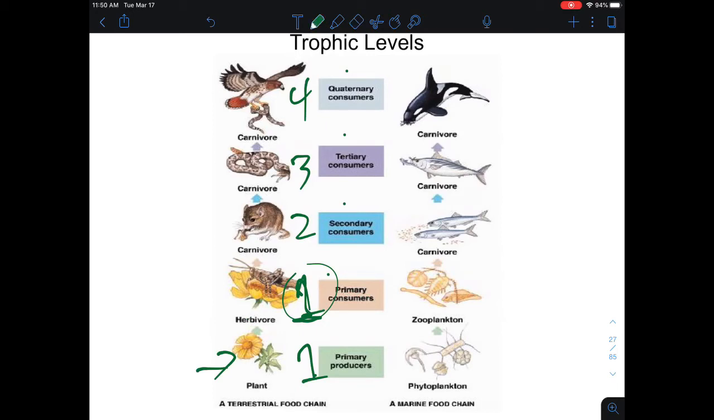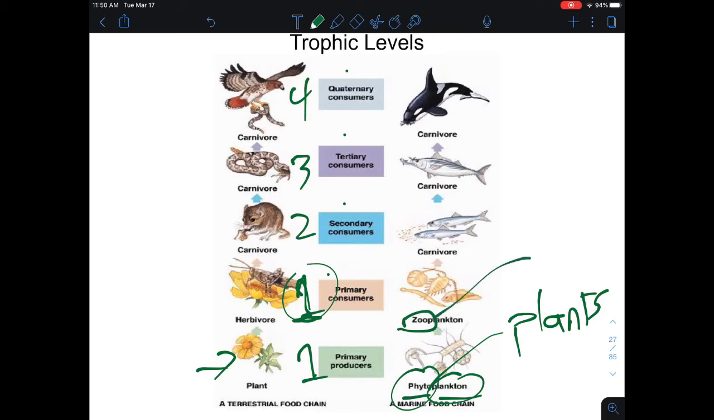On the marine side, the producers are called phytoplankton. Phyto means anything to do with plants. So really we use it for things that are photosynthetic. And plankton are things that float around in the water, things that live a planktonic life. We also have, at the next level, zooplankton. So zoo, which I know, it's written zoo, but whatever, zooplankton just means things that are like animals.